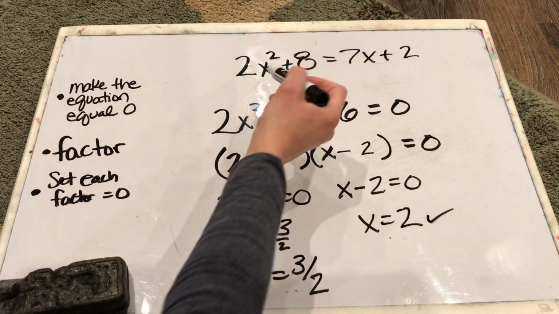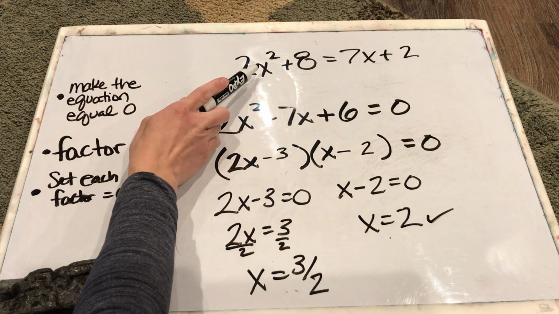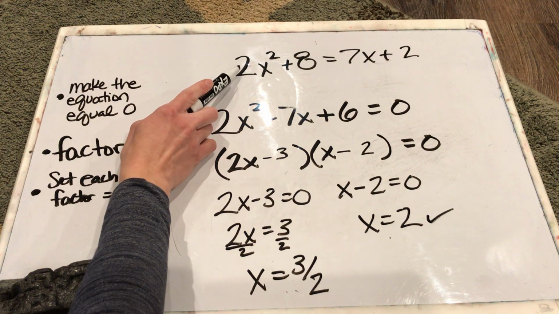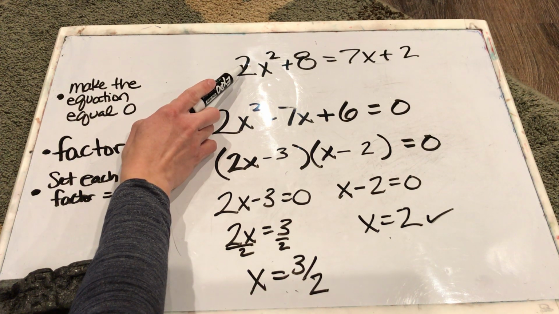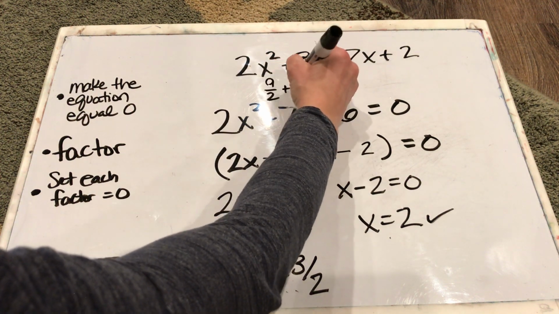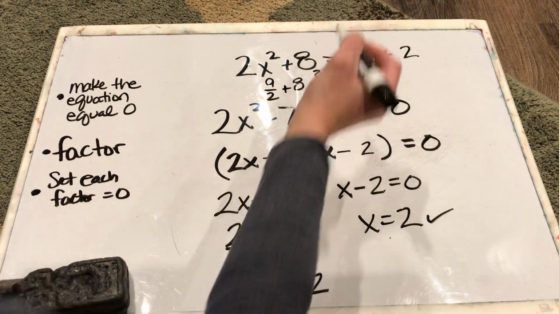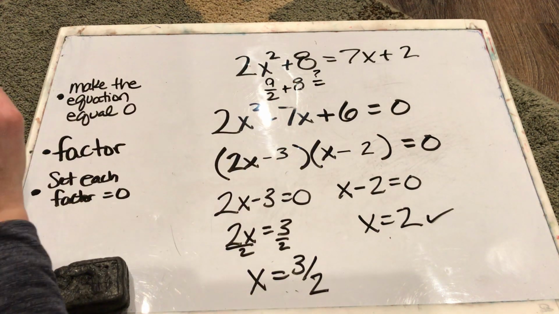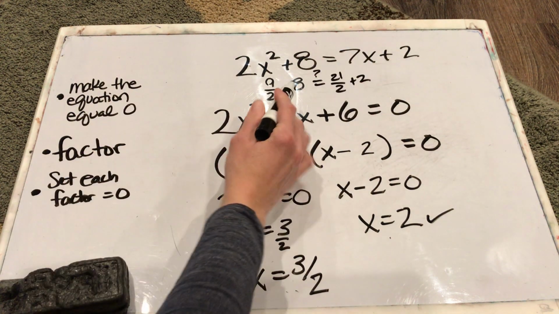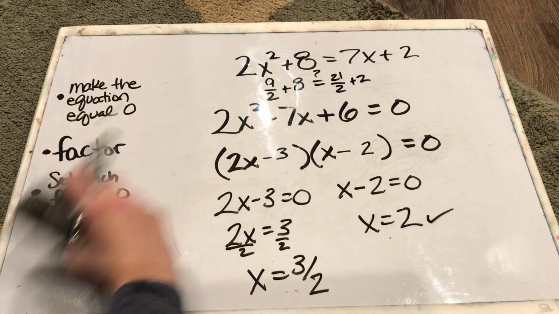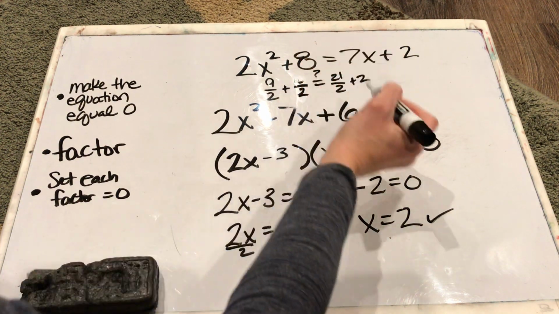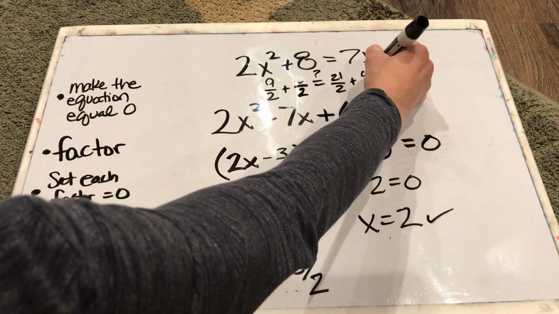It's a little more complicated. 3 halves squared is 9/4. When I multiply 9/4 times 2, that makes it 18/4. And then when I divide top and bottom by 2, I get 9 halves. So 9 halves plus 8 needs to be equal to 3 halves times 7. That's going to be 21 halves plus 2. Now I'm going to change these into halves so that I can add them together. So 8 is the same thing as 16 halves, and 2 is the same thing as 4 halves.